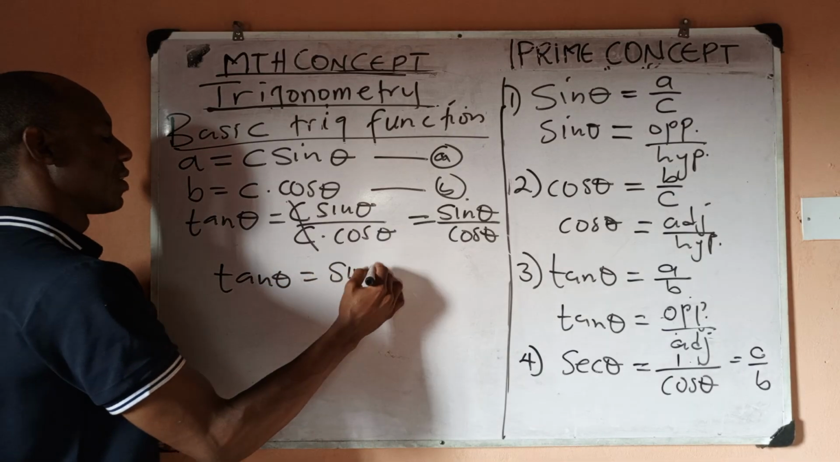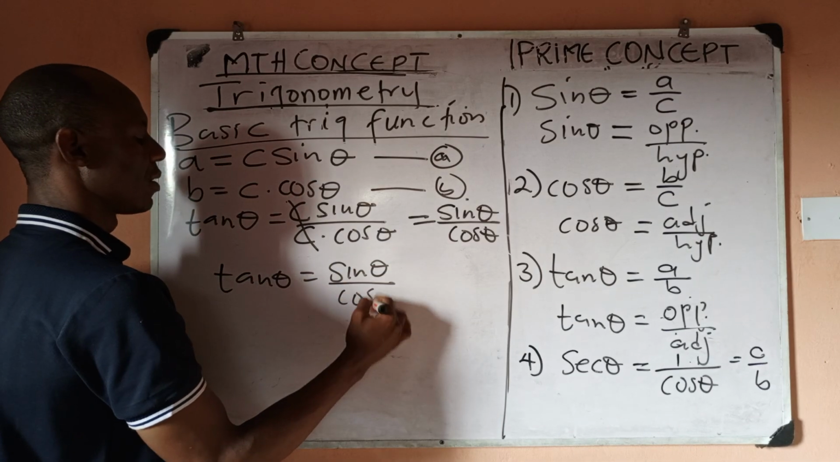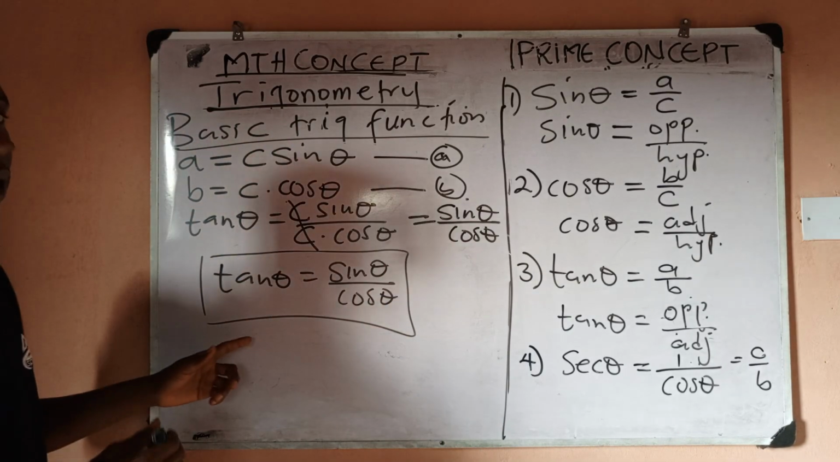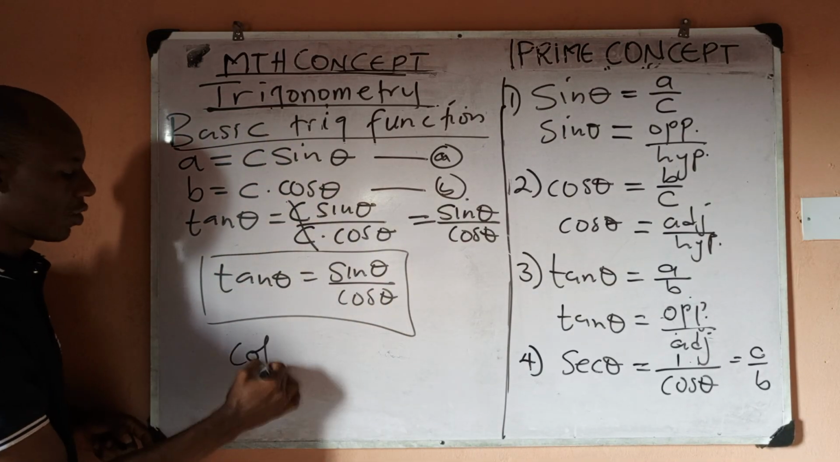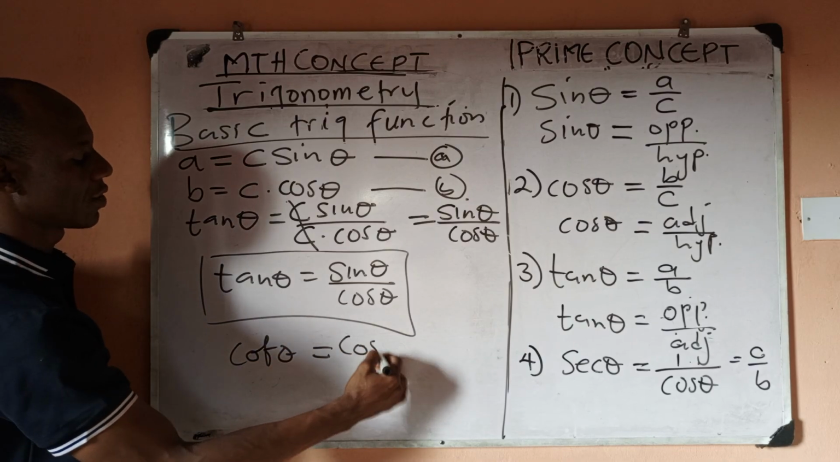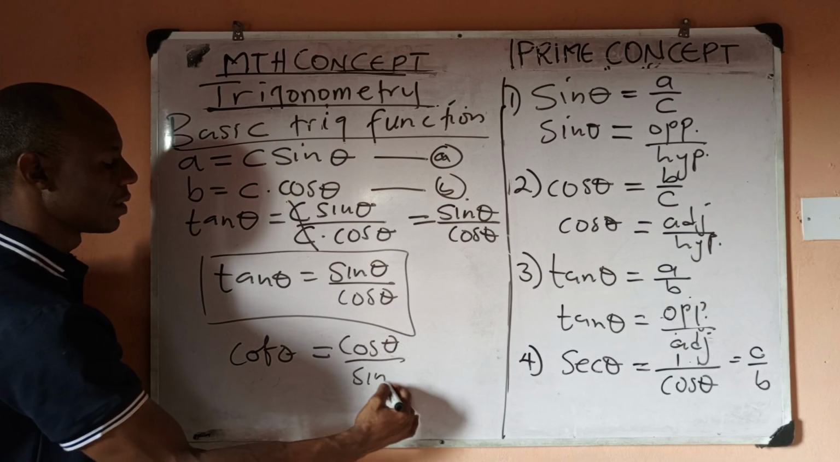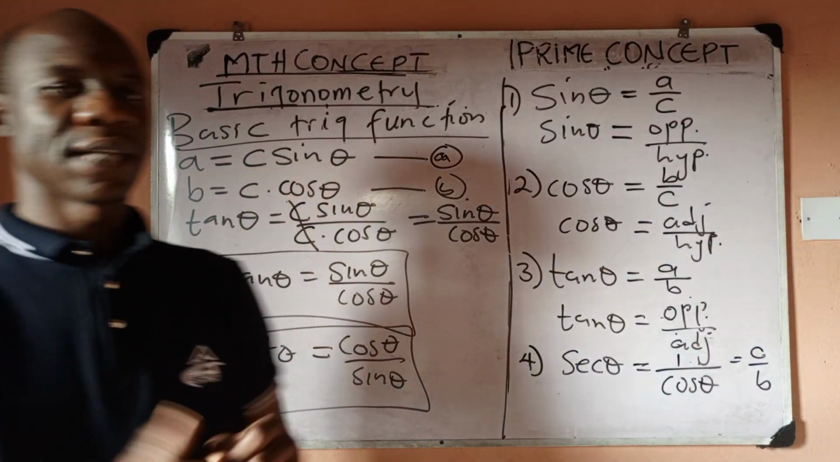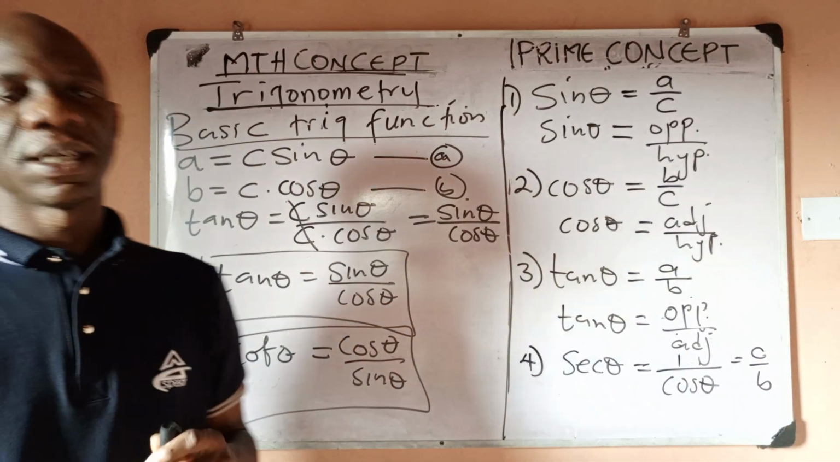So invariably, it means that every student of trigonometry should not fail to know that tan theta is the same thing as sine theta over cos theta. So never you forget this. And if this is the case, it simply means that cot theta is the same as cos theta over sine theta, from the same idea. So never you forget this as a student of trigonometry, right?